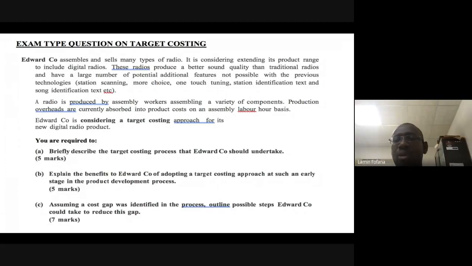No, when you look at it, already you've done your research. You've gone to a lot of different places that are already into production of digital radio. You already got an average price. The next step, like we said, is to determine a target profit. So my question is, how do you determine that target profit?